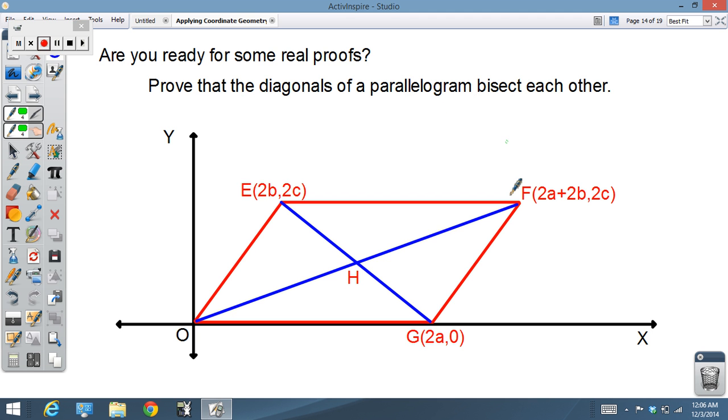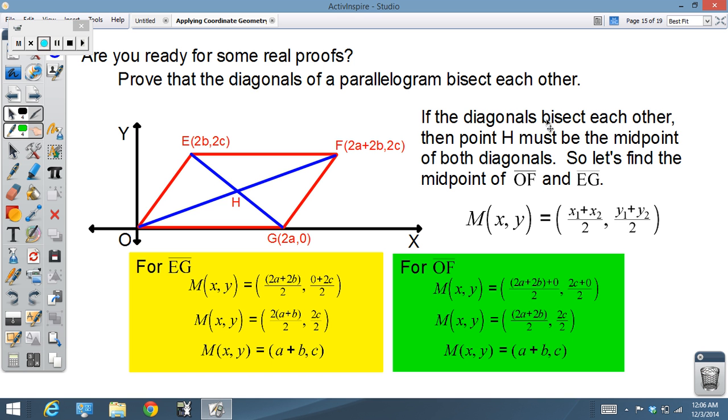Okay, now where am I going to go with that? We're going to prove that the diagonals bisect each other. So if the diagonals bisect each other, then point H here in the middle has to be the midpoint of both diagonals. So let's find the midpoint. Again, using the midpoint formula for both diagonals, OF and EG. Okay, so for EG, we plug in the coordinates as we laid them out, right? 2a plus 2b would be coming from here, right? Those are the x-coordinates. Divide by 2. The y-coordinates go 0 plus 2c, divide by 2. Simplify that down. We're going to find out that the midpoint of EG is at some point that's going to be A plus B in the x direction and C in the y direction. All right, now let's do the midpoint of OF.